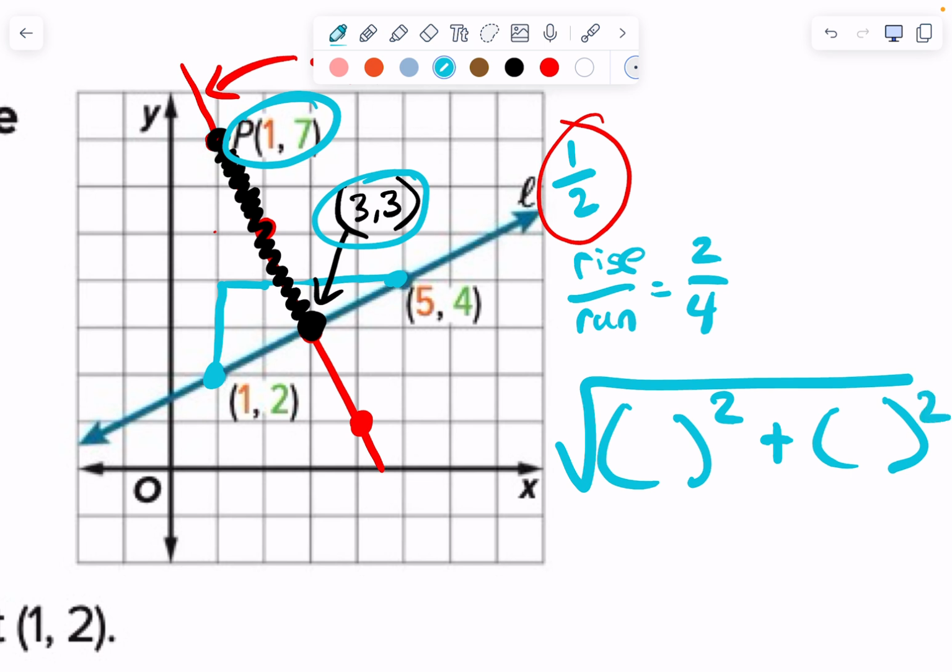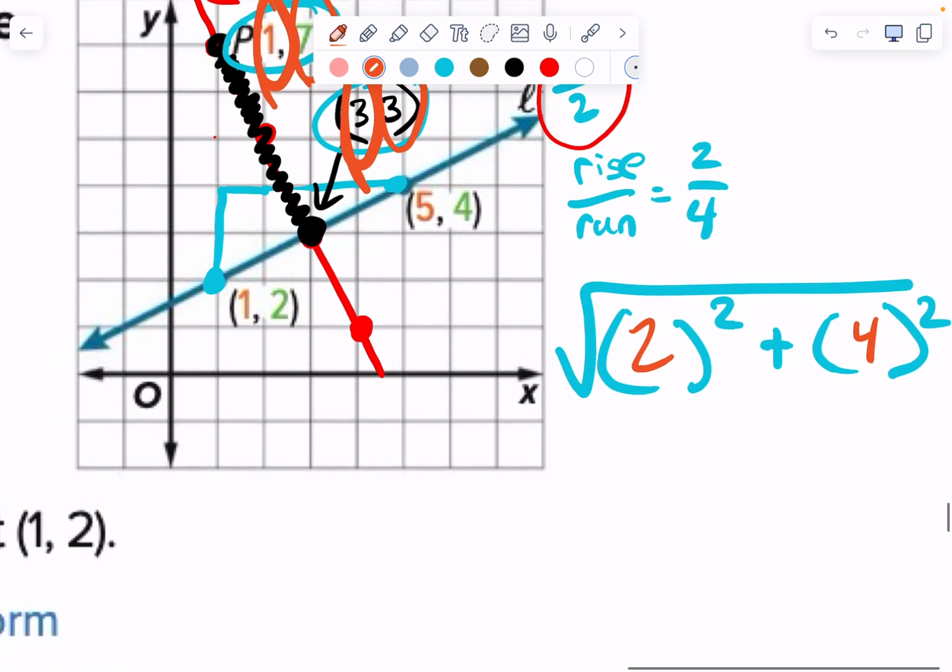Okay, how far apart is 1 and 3? 2. How far apart is 7 and 3? 4. All right, 2 squared is 4. 4 squared is 16. That's the square root of how much? 20. And the square root of 20 is, somebody give it to me in a calculator.